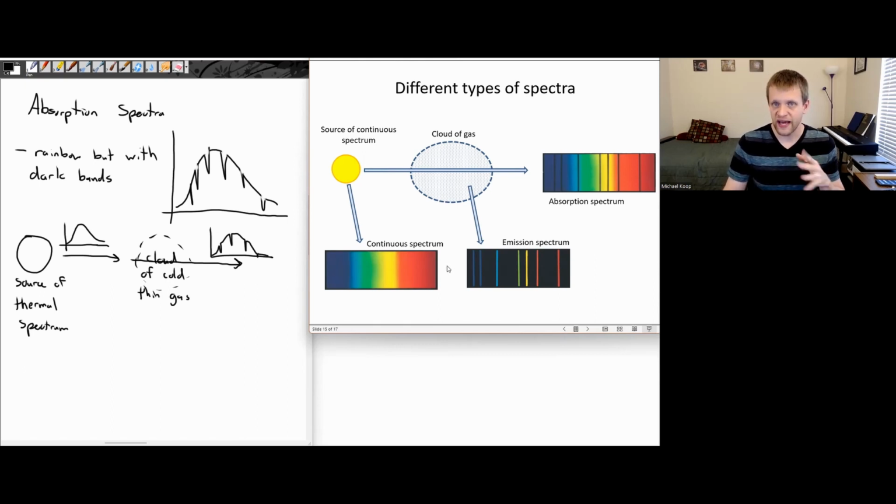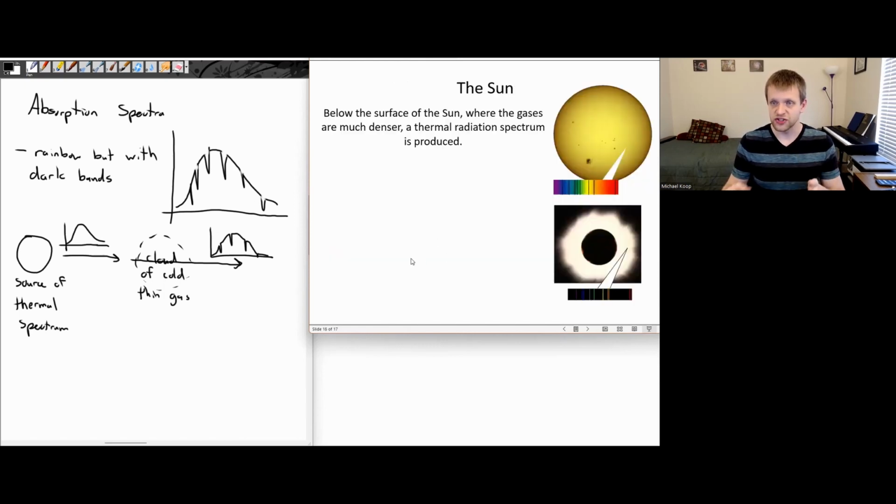So we're going to be looking at all of these different kinds of spectra throughout the course. Let's just see how they all are related to the sun in some way. So in the lower layers of the sun, inside the photosphere itself, where the gases are much denser, the sun is actually producing this thermal radiation spectrum, this smooth band of colors.